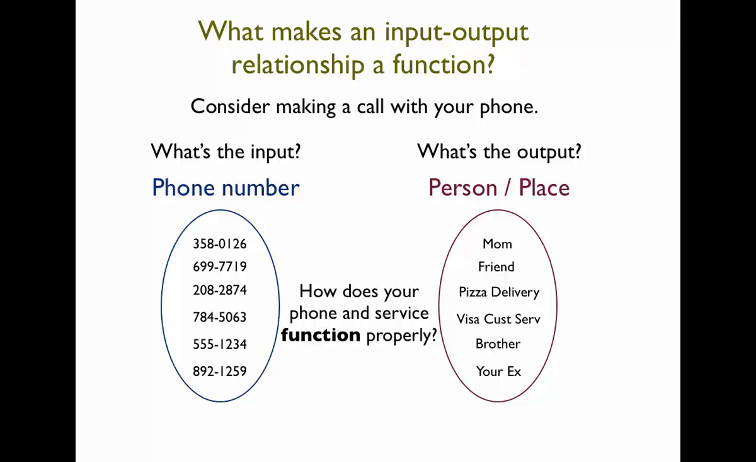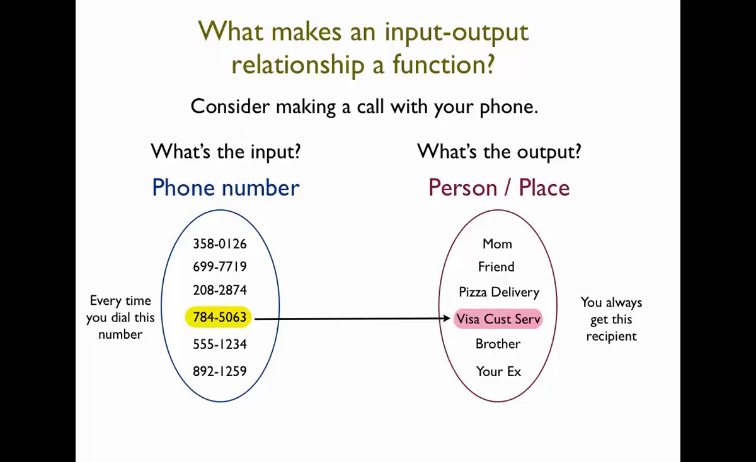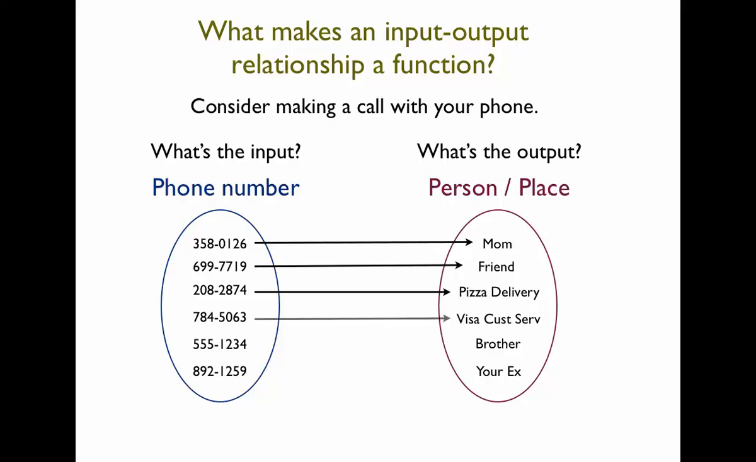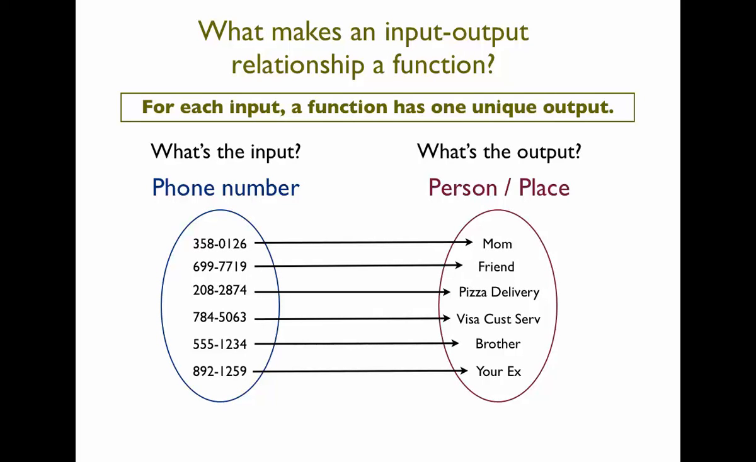Okay? So how does your phone service function properly? Every time you dial this number, you always get this recipient. This is a working phone, right? When you call this number, you want to get your brother every time. When you call this number, you want to get pizza every time. That's a working phone. So here's the idea of a function. For each input, the function has one unique output. For every number you have, you should get one person or place. And that's the idea of a function.